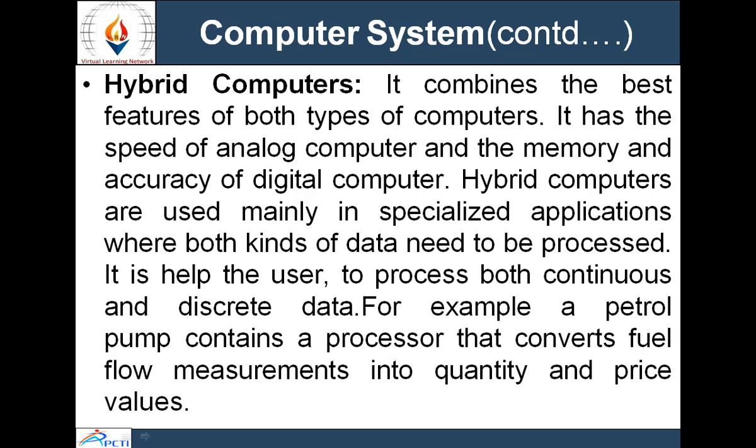Hybrid computers. It combines the best features of both types of computer. It has the speed of an analog computer and the memory and accuracy of a digital computer. Hybrid computers are used mainly in specialized applications where both kinds of data need to be processed. It helps the user to process both continuous and discrete data. For example, a petrol pump contains a processor that converts fuel flow measurements into quantity and price values.